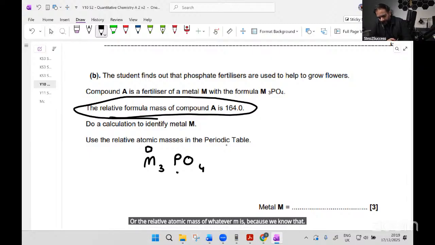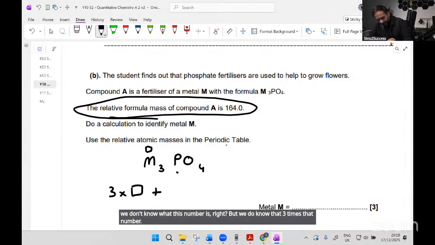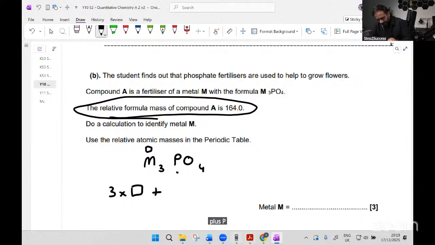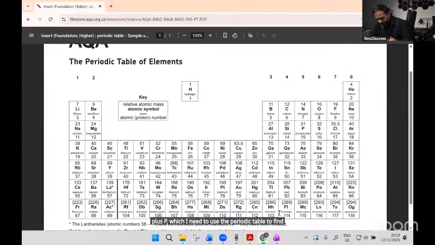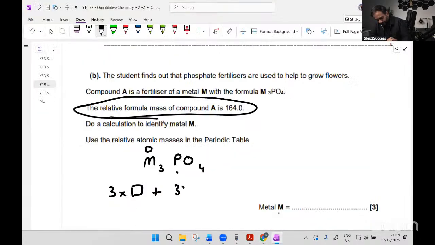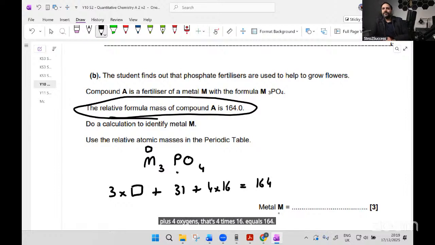We don't know what this number is, right? But we do know that 3 times that number plus P, which I need to use the periodic table to find, P is 31, plus 4 oxygens, that's 4 times 16, equals 164. That is how you would work out the relative formula mass of that compound. We just don't know what this number is. But we do know that in total it adds up to 164 because it tells you.